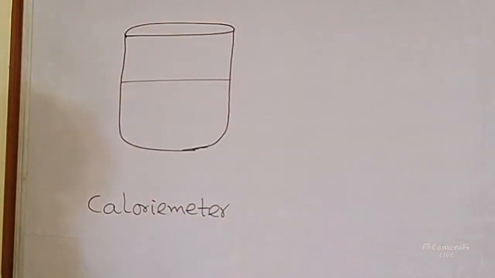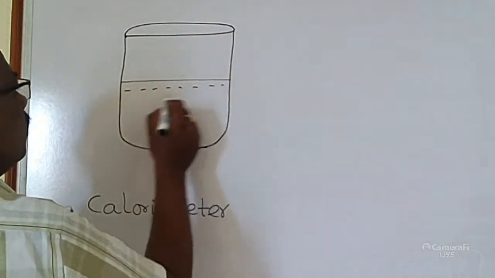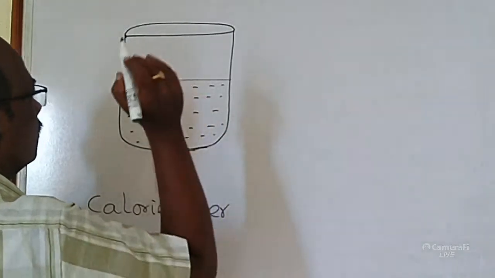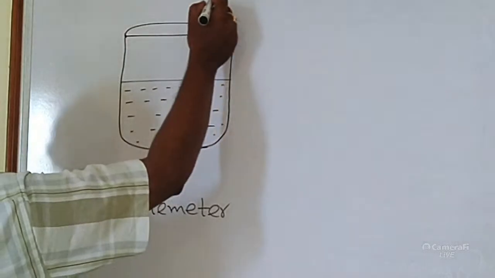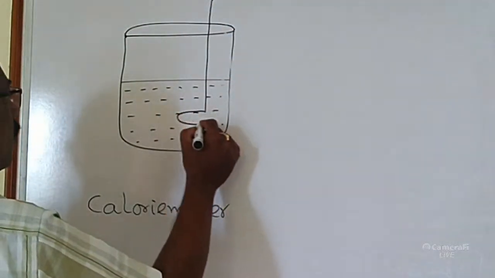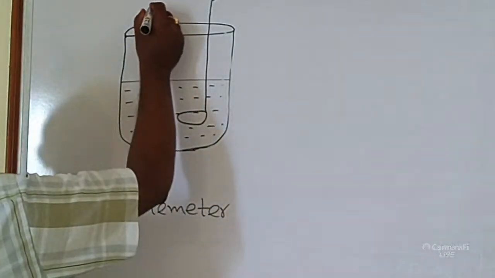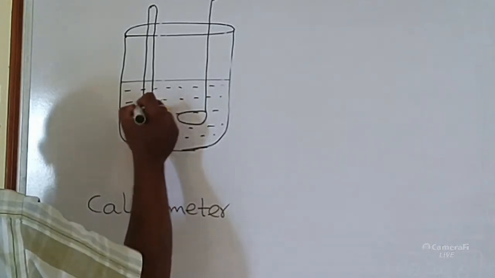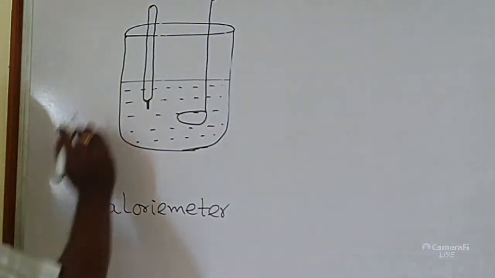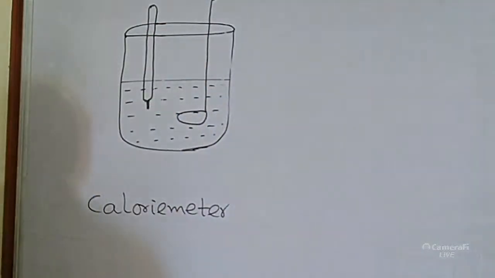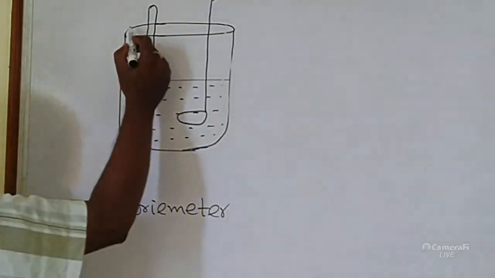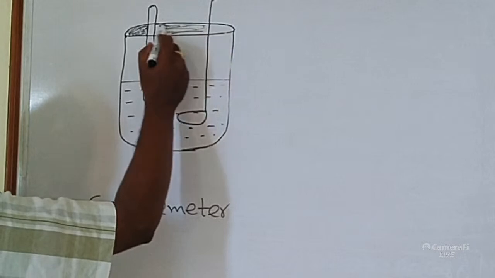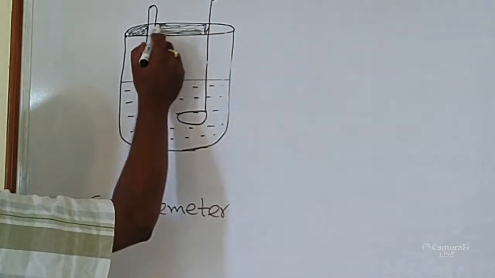So this one is calorimeter. Inside it consists of water. Here you should arrange one stirrer. Here you should arrange one thermometer, Nana. So first of all, you can close it with the lid. So what is this one, Anna? This one is lid. By using the lid, we can close this one.